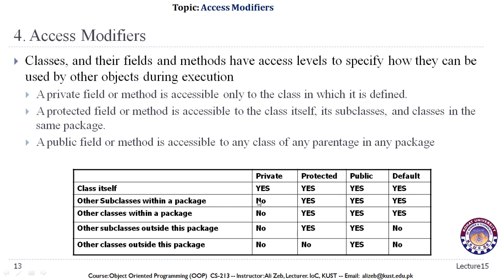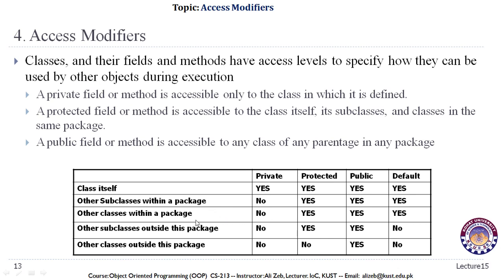A private field or a method is not accessible to other subclasses within a package. A protected field or a method is accessible to the other subclasses within the package. A public one is of course accessible to other subclasses within the package, and a default method or field is accessible to the other subclasses within the package.